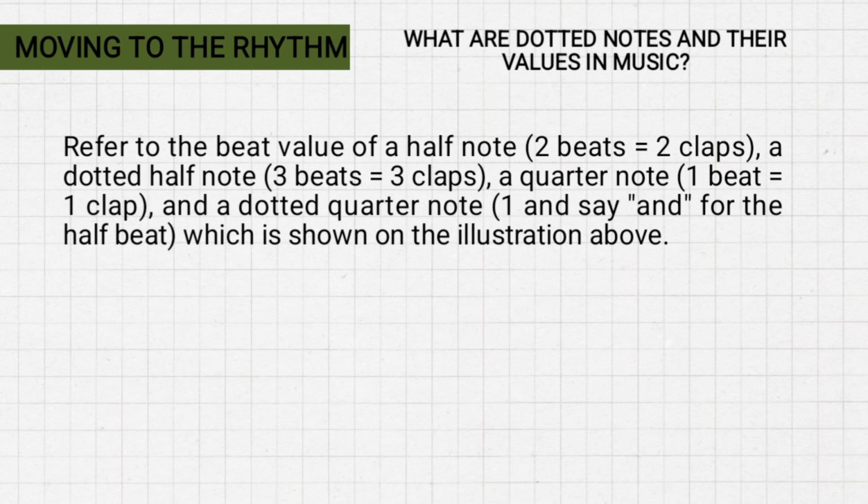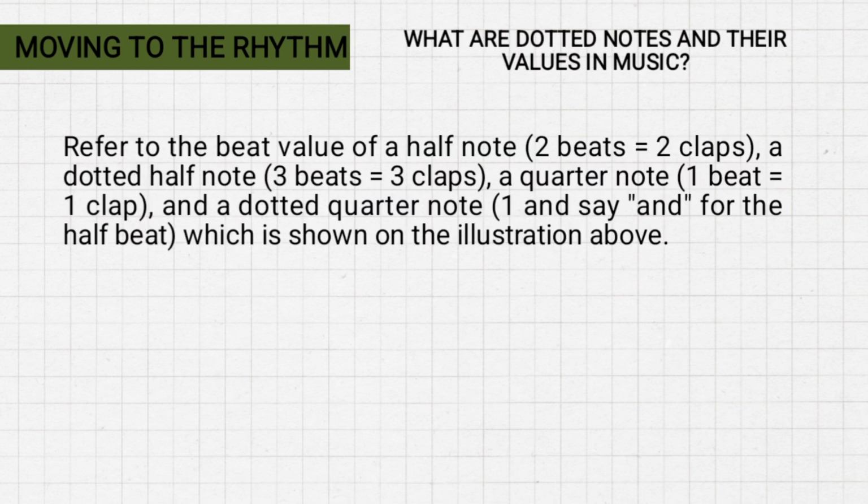Okay, so that's it. A half note lasts 2 beats, so you can clap 2 times to fill its length. A dotted half note lasts for 3 beats, so you can clap 3 times to match it. A quarter note lasts for 1 beat, so you clap once. A dotted quarter note lasts for 1 1/2 beats, so you clap once and then say "and" for the extra half beat. This helps you understand how long each note is held or played by using clapping and counting.